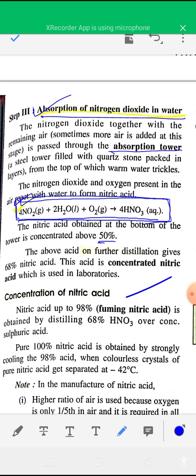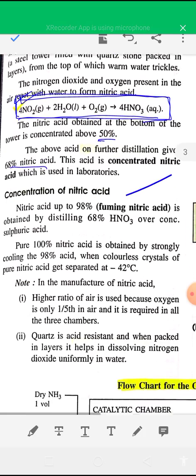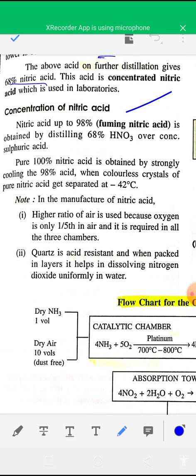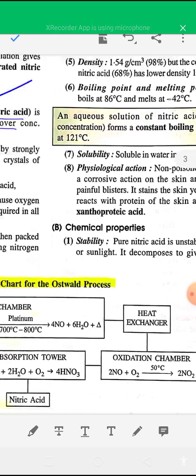and this 50% nitric acid on further distillation gives 68% nitric acid, which is concentrated nitric acid. This 68% nitric acid is concentrated nitric acid, which is used in the laboratory. Now on further distillation of 68% nitric acid, you can prepare 98%, that is fuming nitric acid. Nitric acid up to 98%, that is fuming nitric acid, is obtained by distilling 68% nitric acid over concentrated sulfuric acid.